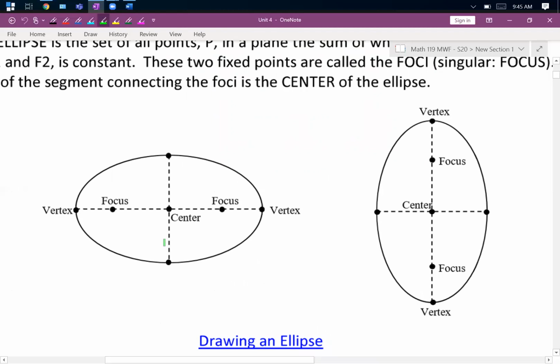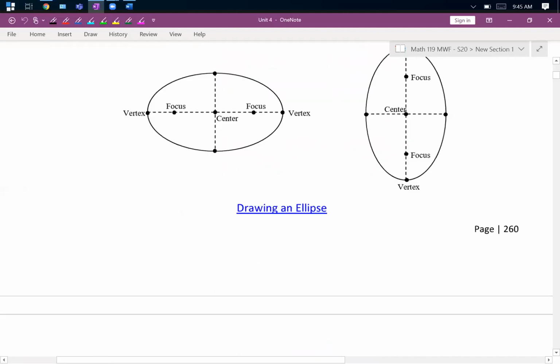The ellipse can either be big side to side or tall up and down. I don't even like that picture. I'm going to go to the next picture and then I'm going to come back.